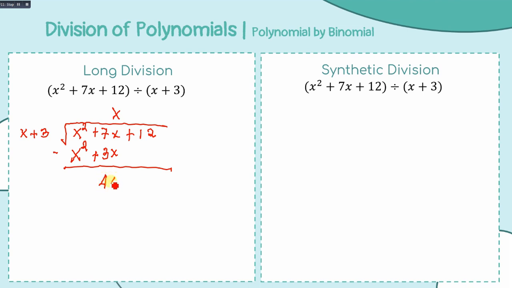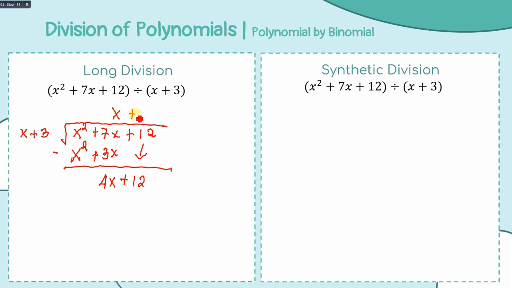Okay, we are not yet done. We have to bring down our constant 12. Okay, so bring down 12. Again, from the previous step, we have to divide again the first terms. So the first term here in 4x plus 12 is 4x, and divide it by x. So we have 4x divided by x, so we have 4 or positive 4.